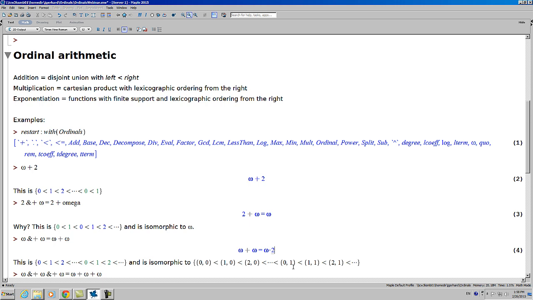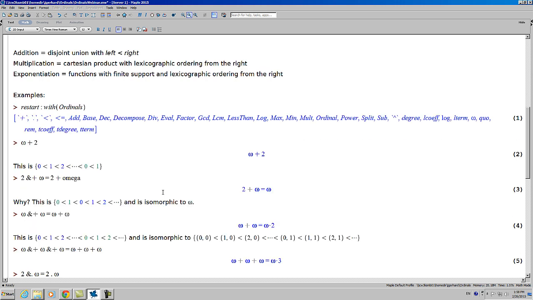And you can easily see that those are isomorphic as well. If we would just color all the ones that have a 0 in the second component in blue and all the ones that have a 1 in the second component in green, then we get exactly the same thing as on the left-hand side. Okay, so what happens if we keep adding omega to itself? We get omega times 3. That's not too surprising. What happens if we actually try to multiply?